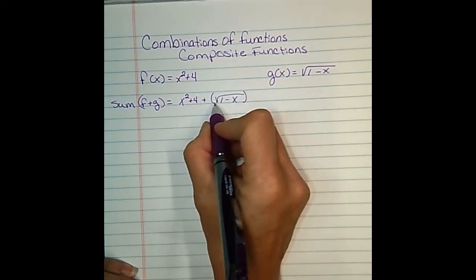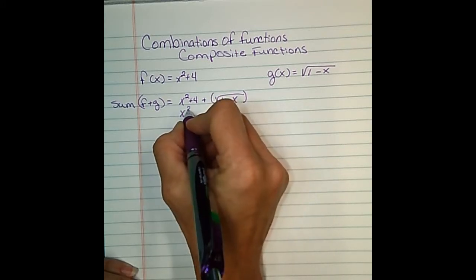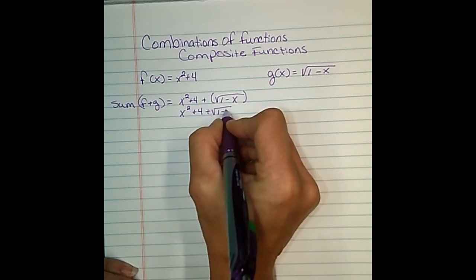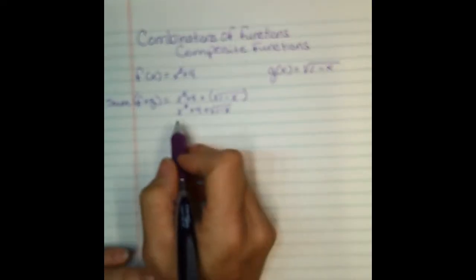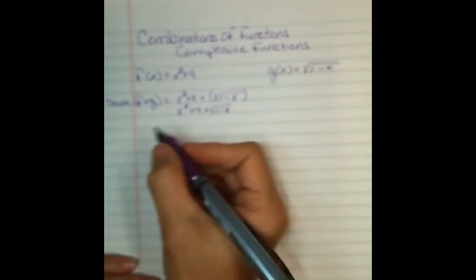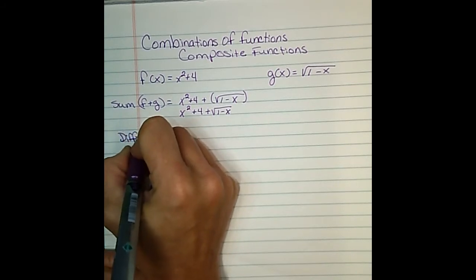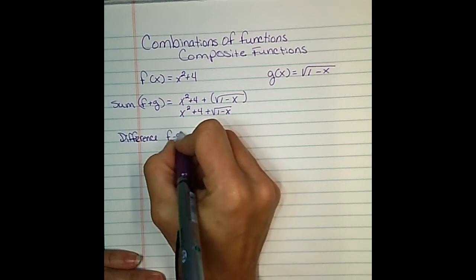Well, when I distribute that positive sign, it doesn't change the sign inside here, so it's just x squared plus 4 plus the square root of 1 minus x. And that is my final answer because there are no like terms to combine. If I do the difference, which is f minus g, and we can flip the order.